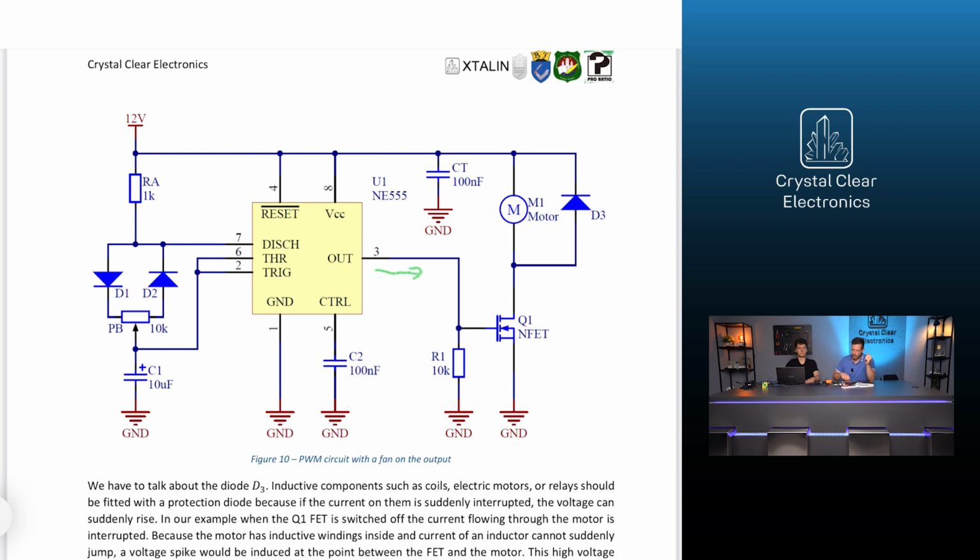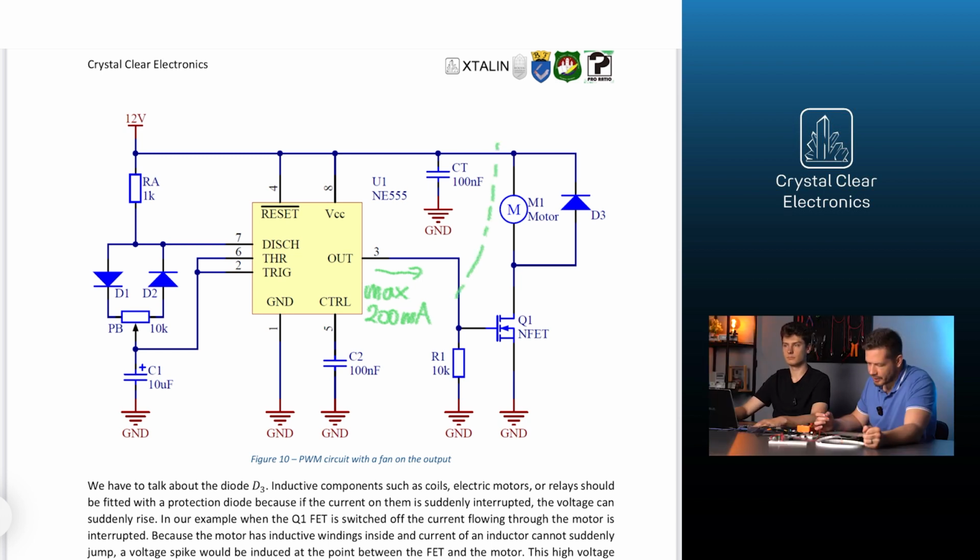We may need more modifications depending on the current consumption of your motor. The maximum output current of the 555 IC is 200 mA, so fans with less current consumption can be connected directly to the IC output. It would not be able to drive a motor or fan which has a higher current consumption because it would overload the IC and it would break.